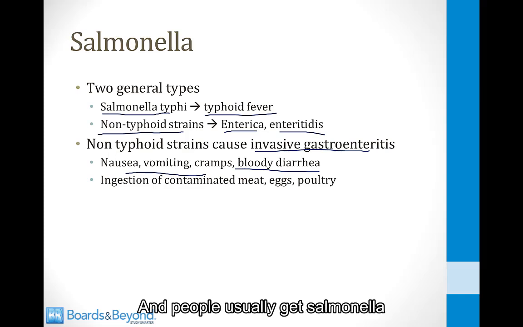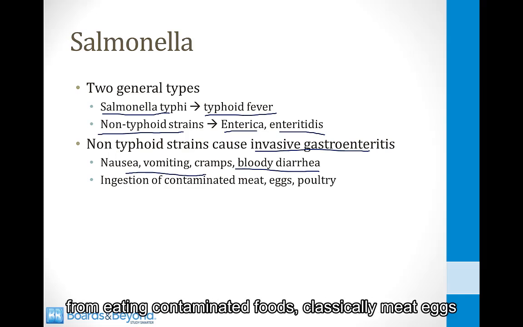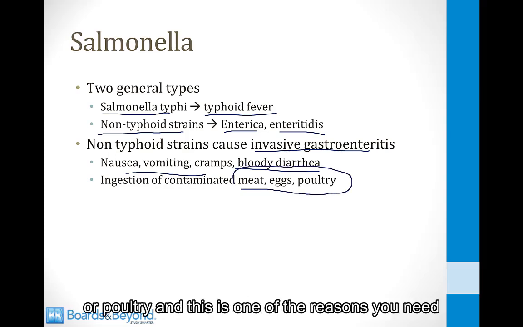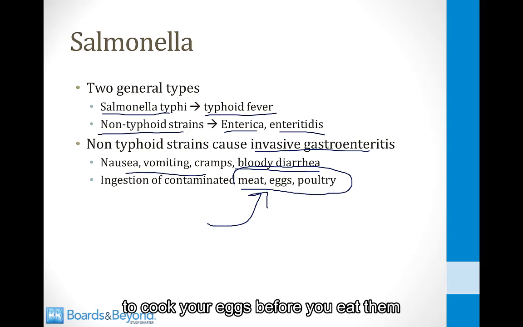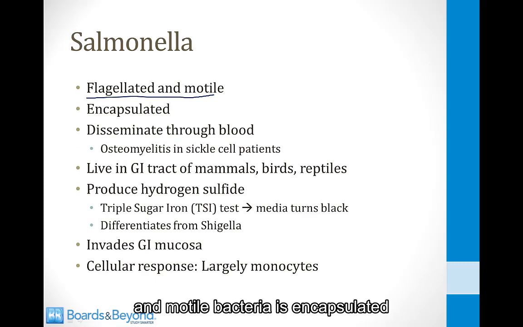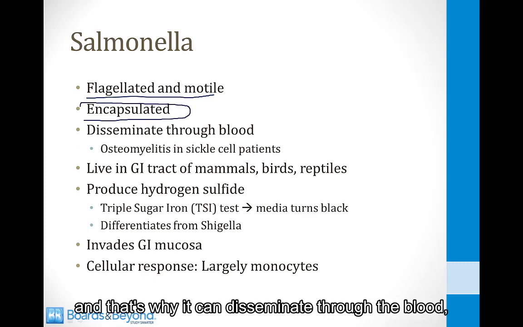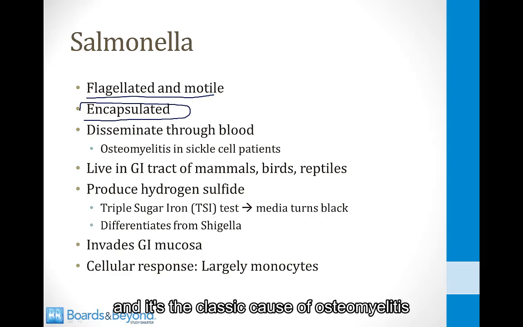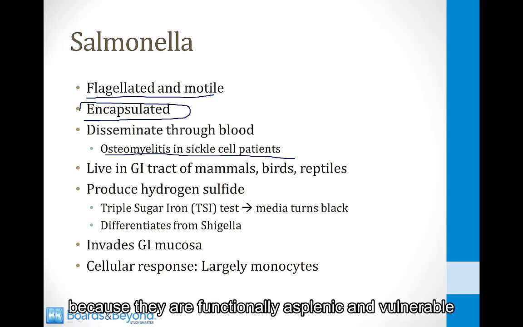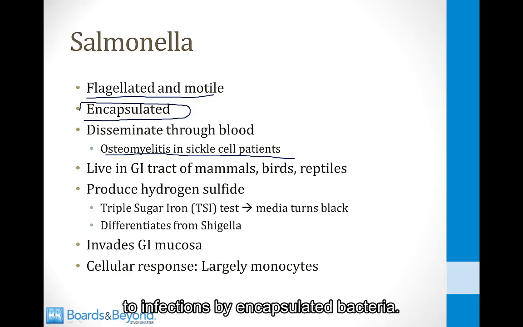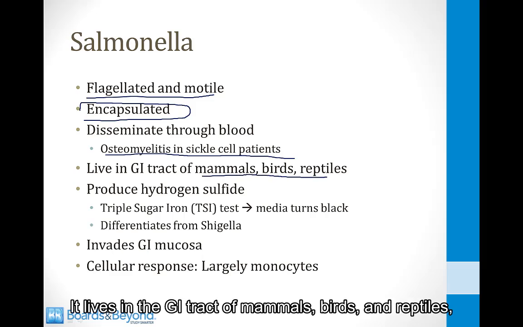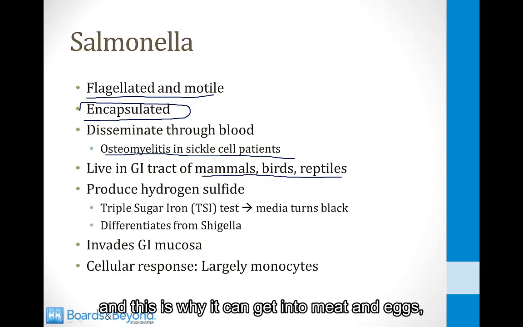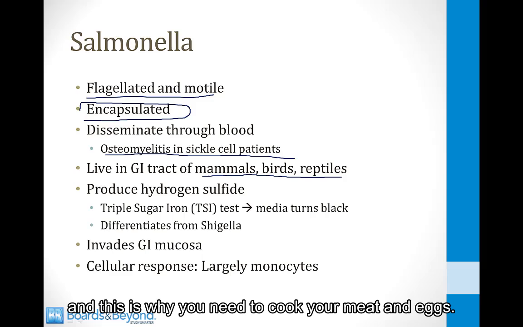And people usually get Salmonella from eating contaminated foods, classically meat, eggs, or poultry, and this is one of the reasons you need to cook your eggs before you eat them, in addition to cooking your meat. Salmonella is a flagellated and motile bacteria. It is encapsulated, and that's why it can disseminate through the blood, and it's the classic cause of osteomyelitis in sickle cell patients because they are functionally asplenic and vulnerable to infections by encapsulated bacteria. It lives in the GI tract of mammals, birds, and reptiles, and this is why it can get into meat and eggs, and this is why you need to cook your meat and eggs.